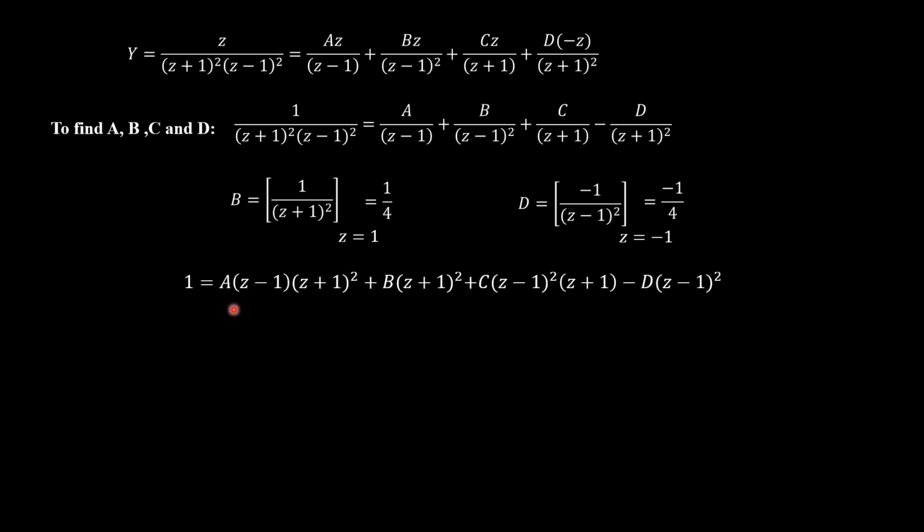Also, 1 = a(z−1)(z+1)² + b(z+1)² + c(z−1)²(z+1) − d(z−1)². By comparing the coefficient of z³, you will get a + c = 0, and by substituting z = 0, we get −a + c = 1/2. By solving these two equations, we get a = −1/4 and c = 1/4.